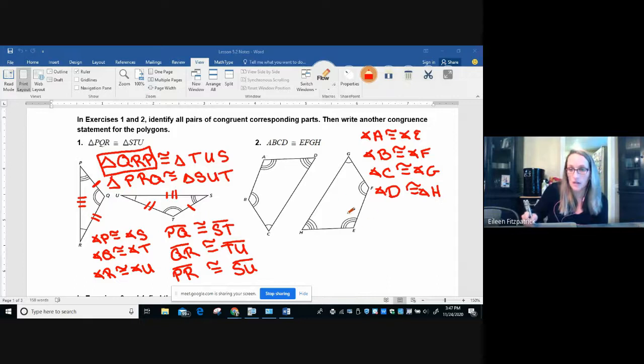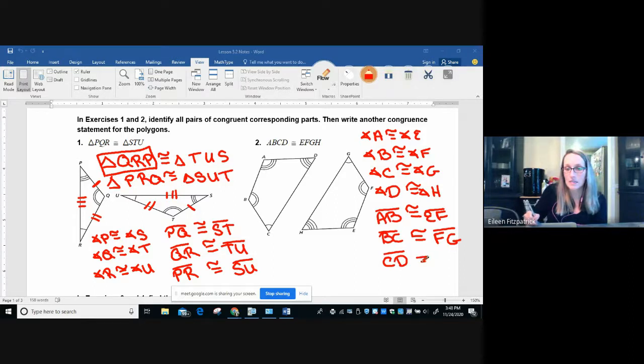The sides that match up, first and second letter, then second and third, and so on and so forth. So it would be side AB is congruent to side EF. Then I would say that side BC is congruent to side FG. Side CD is congruent to side GH. And then side AD is congruent to side EH.